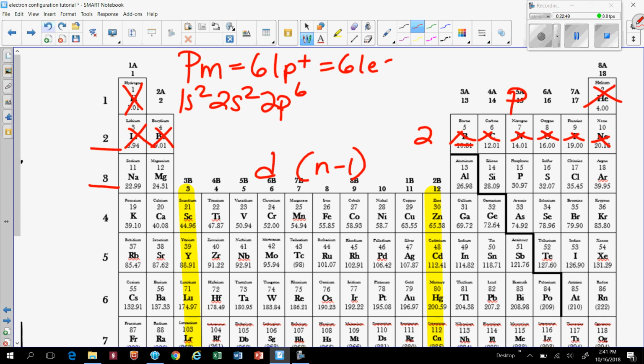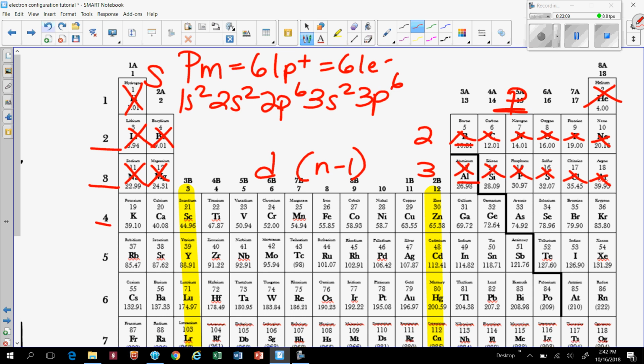Third period, third energy level. We've entered the S sublevel, S1, 2, 3s2. We hit aluminum. So we're still in the third period, but now we've entered this P sublevel, and we've got to cross all the way through aluminum to argon, 6 elements, 3p6.